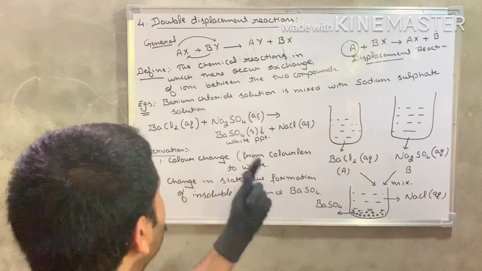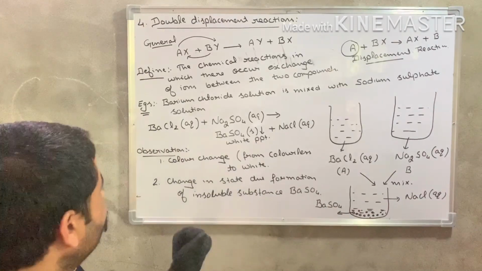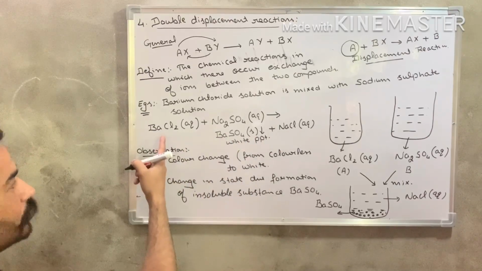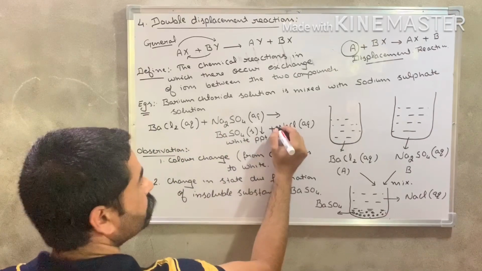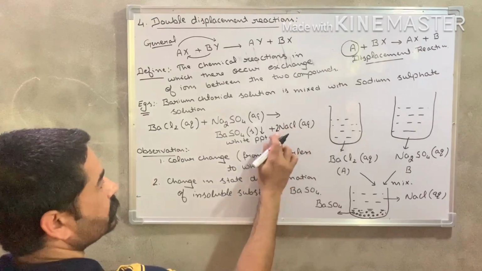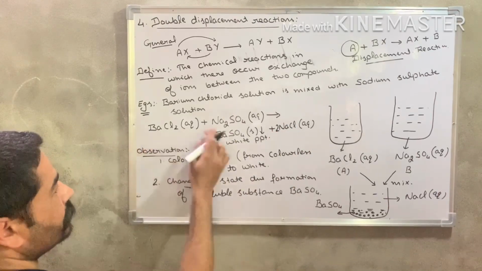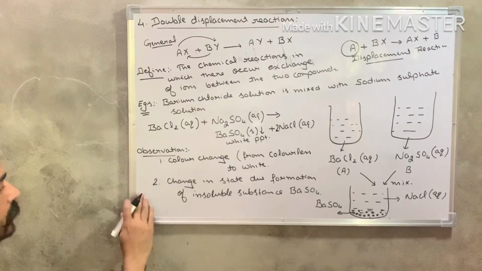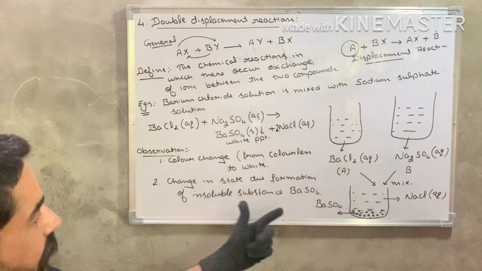Okay, and this is a chemical equation, and let's balance it, it's left to balance. Okay, sodium is 2, chlorine is 2, now already 2, now barium sulfate. I think the reaction is balanced now. Okay, so these are the two observations.